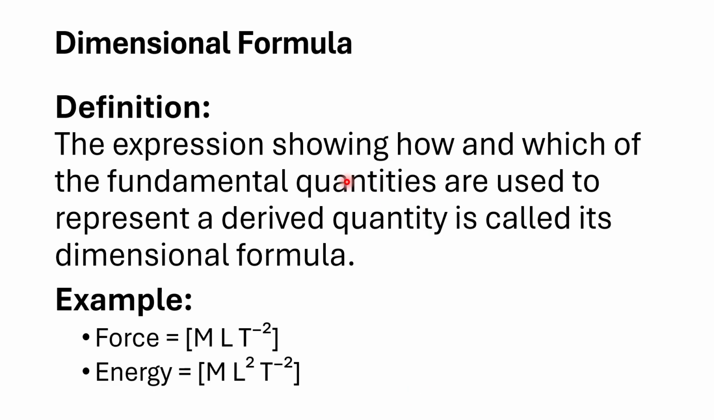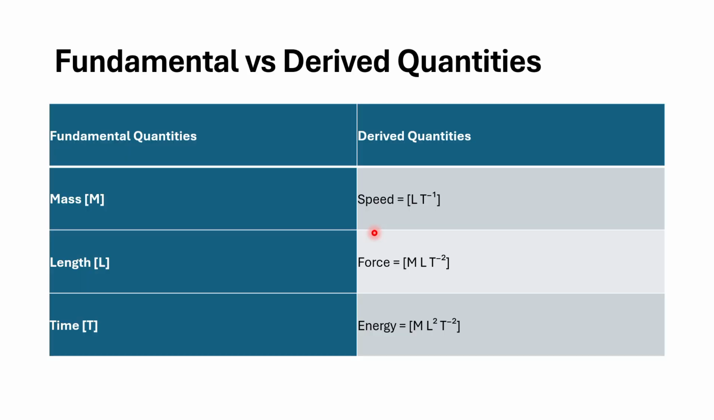What is a dimensional formula? For finding the dimension of physical quantities, we will use a dimensional formula. It's the expression showing which of the fundamental quantities are used to represent the derived quantities, as in the previous slide. It tells us which fundamental quantities are to be chosen for expressing the derived quantities' dimensions.